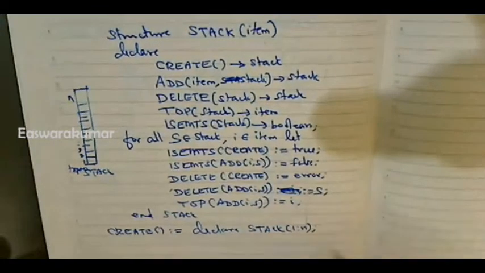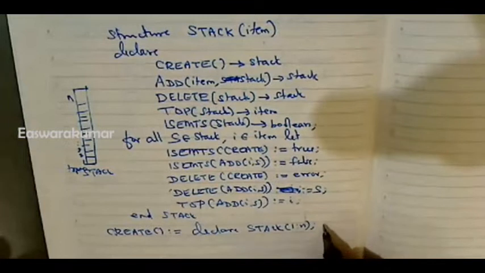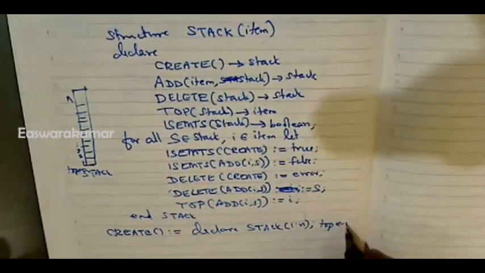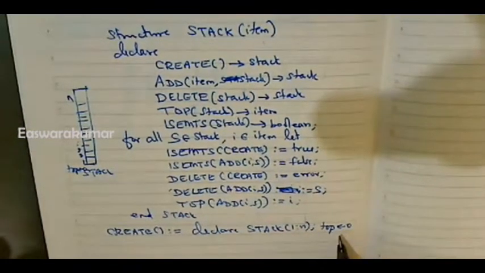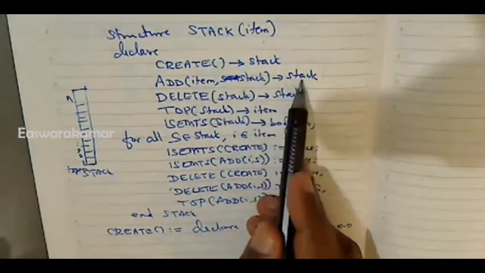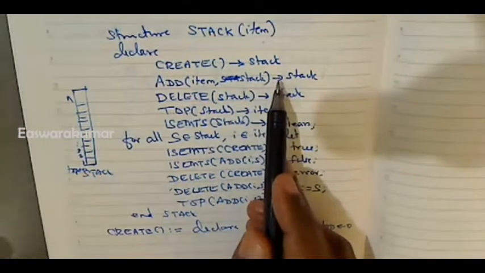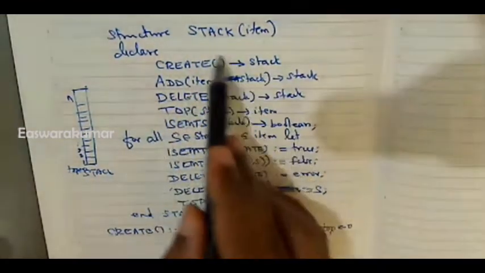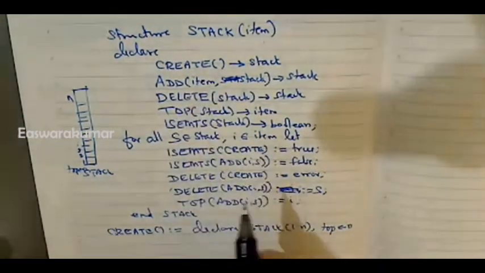And again, initially the stack is empty. Therefore, we say the top pointer is equal to 0. Whenever I use this symbol, this is called assignment. Whenever I use this symbol, this is called return. Actually, this language is an algorithmic language, called Sparks.